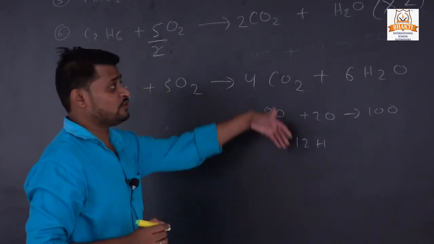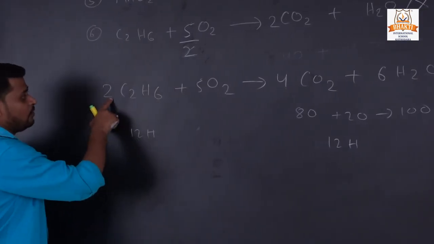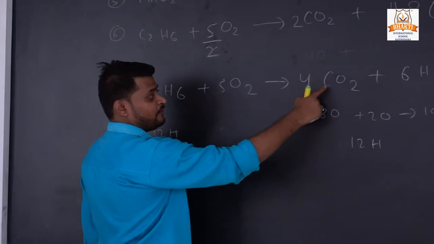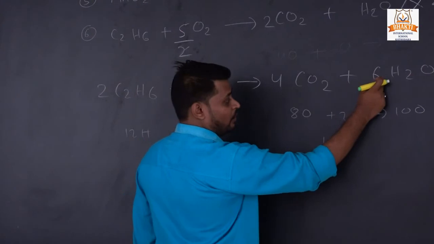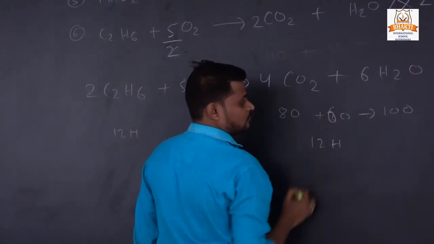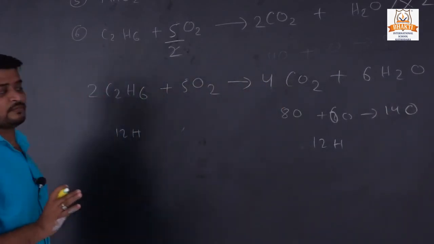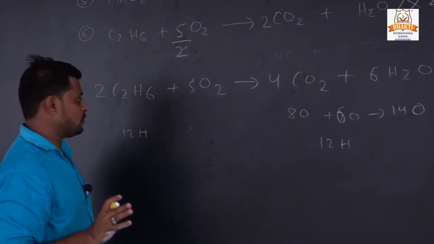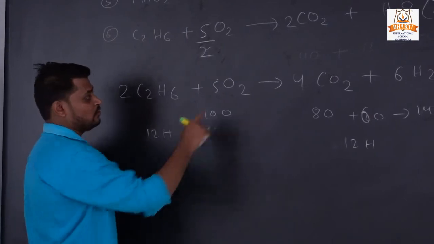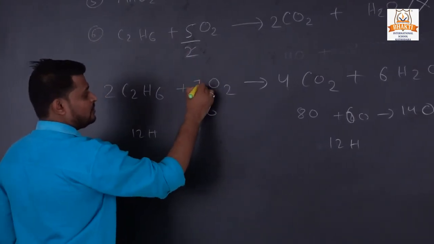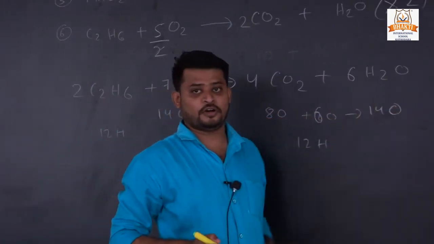Right? So we have to check again. We changed the hydrogen molecules, that's why now carbon 4, oxygen 10, here oxygen 8, now here 6. So oxygen has changed. The oxygen in the product is 14 and in the reactant 10. So we have to multiply oxygen by 7, then oxygen will be balanced. Here also 14 and here also 14.